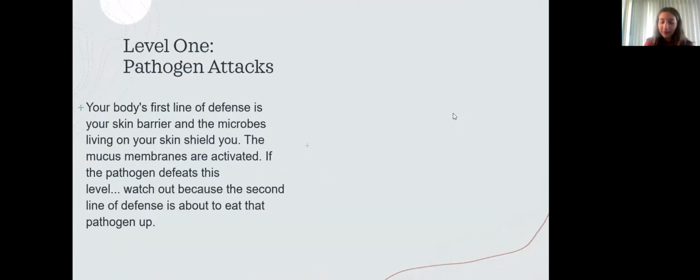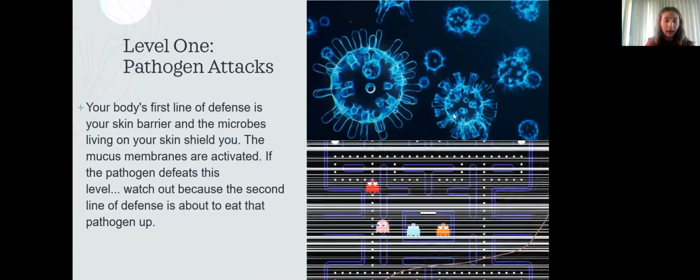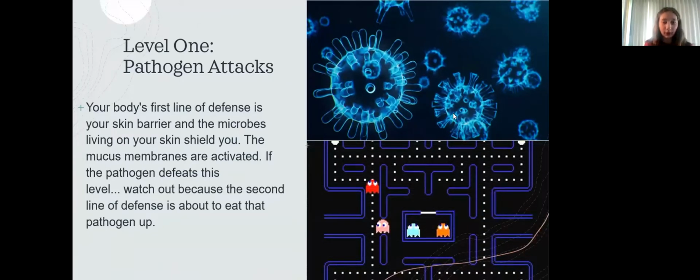So I'm going to be showing how a vaccine works in video game form, so that way you guys can understand it a little bit more. So level 1, the pathogen attacks. Your body's first line of defense is your skin's barrier and the macrophages living in your skin shielding you. The mucous membranes are activated. If the pathogen defeats this level, watch out, because the next line of defense is going to kill the pathogen and eat it. So your macrophages are like cells on your skin, and your mucous membranes are like when you have a stuffy nose.